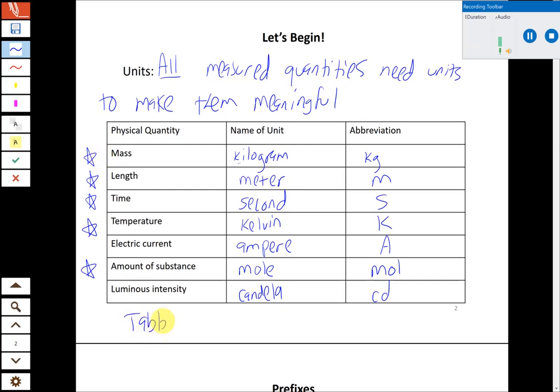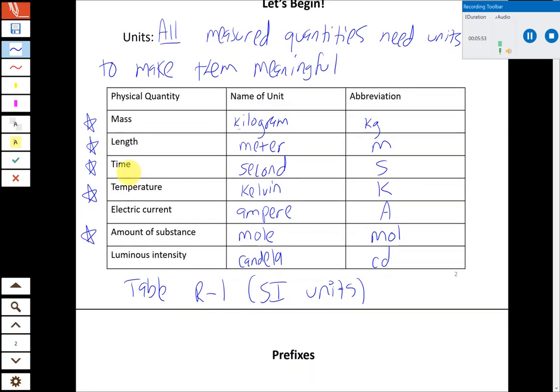So there is a perhaps more comprehensive table in table R1, which includes these and probably some other SI units as well, but the ones that I have stars next to are the ones you're definitely going to want to know as we get into the course.